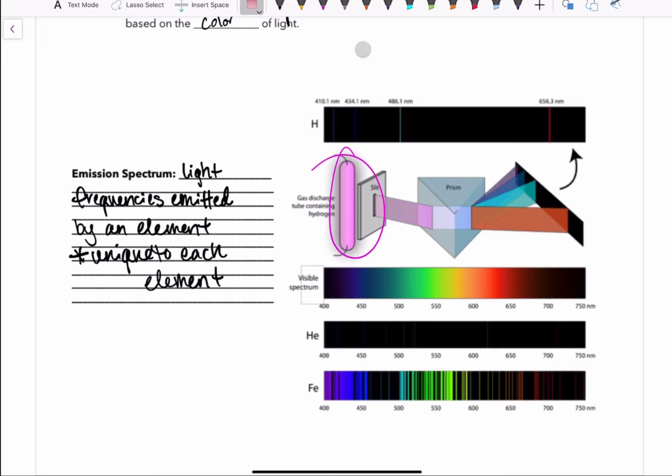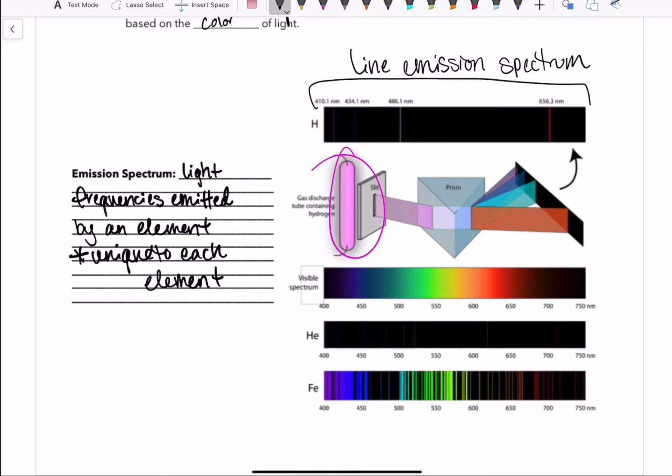So hydrogen gets particular bands of color at particular wavelength measurements. And really, when we look at the lines like this, and we can see the lines, we're really technically looking at a line emission spectrum. And we can look at a couple different ones. We've got hydrogen here, helium, and then iron.